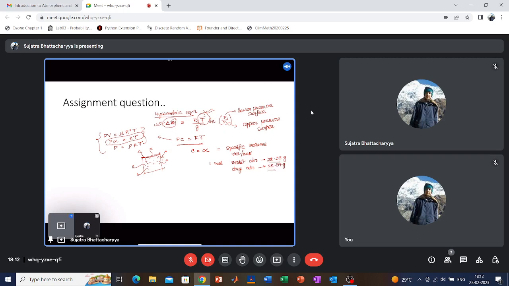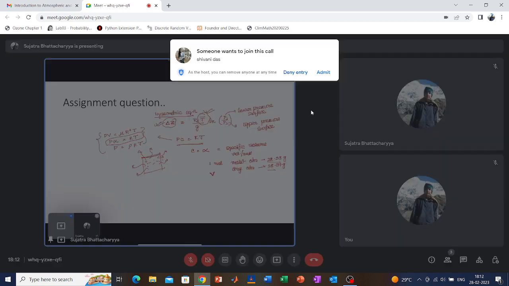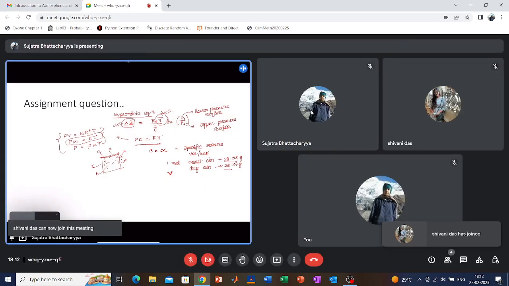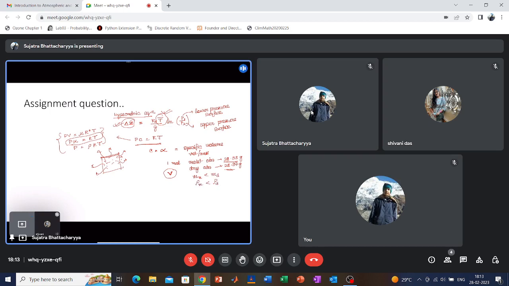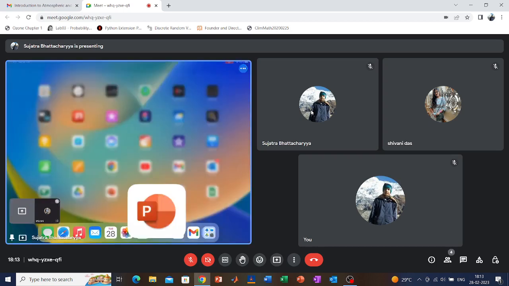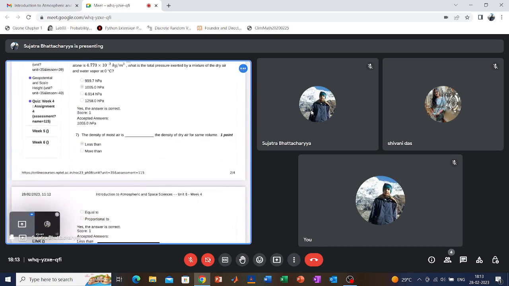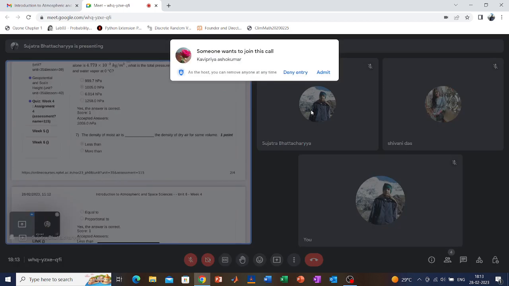So you can see that for 1 mole of gas and for the same volume, this 1 mole of moist air is 28.93, and for dry air it is 28.97. So for the same volume, we can easily say that the mass of the moist air is less than the mass of the dry air. So density of moist air is always less than density of dry air. So the correct option will be: density of moist air is less than the density of the dry air.